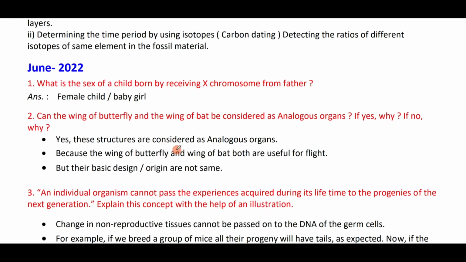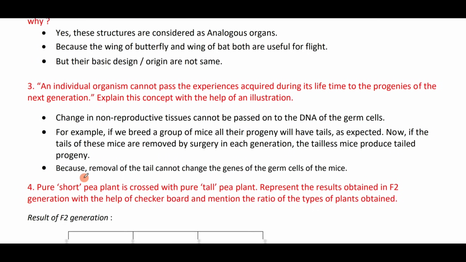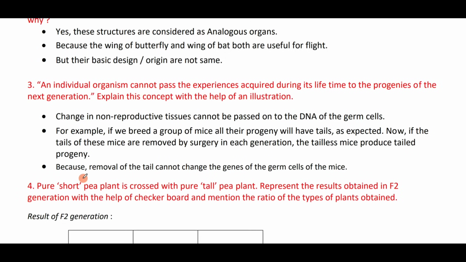Yes, these structures are considered as analogous because the wings of a butterfly and the wings of a bat are both useful for flight, that is the same function, but their design and origin are not the same. An individual cannot pass the experience acquired during its lifetime to the progeny because it does not change anything in the non-reproductive tissues. The change in the non-reproductive tissues cannot be passed on to the DNA of the germ cells. Hence, this cannot pass to the next generation.